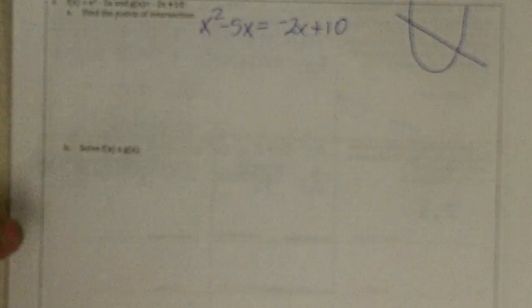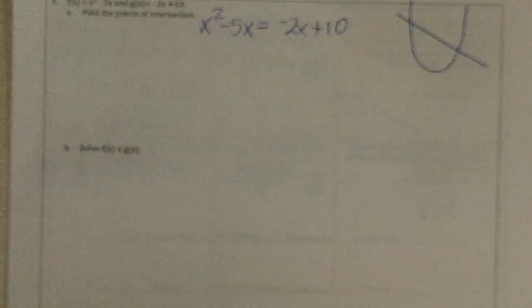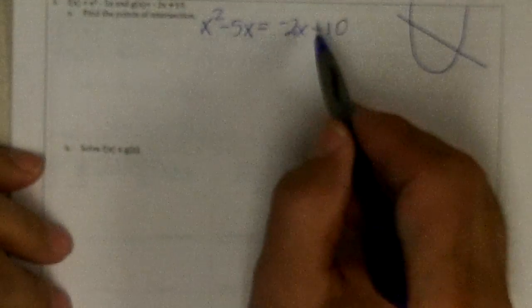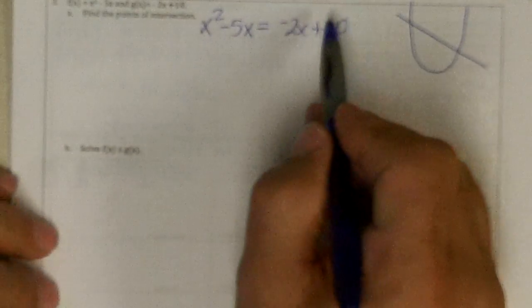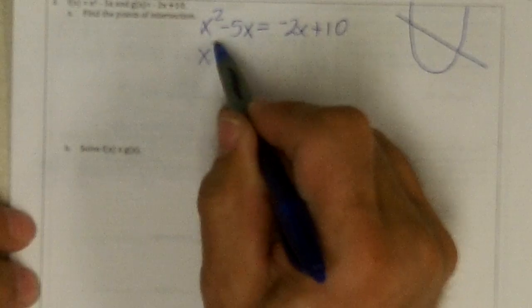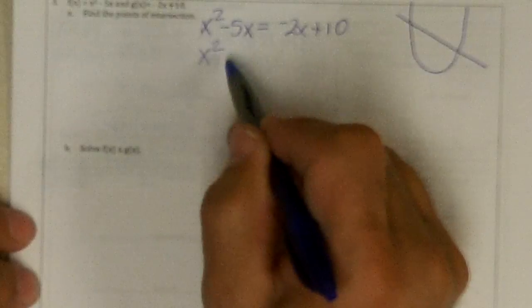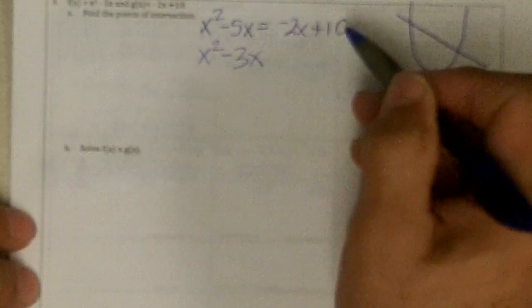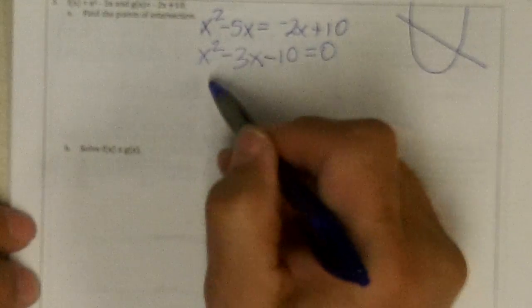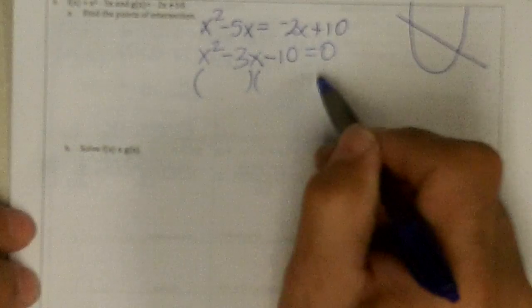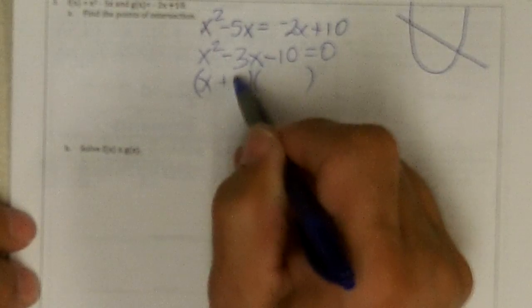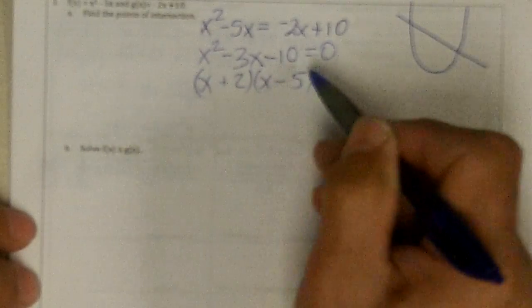Now to find the x's that make these equal, I'm going to solve this. And I'm going to solve it by getting it equal to 0 because it's a quadratic. So I'm going to add 2x, which makes it minus 3x. I'm going to subtract 10. And that does factor to x plus 2 and x minus 5.